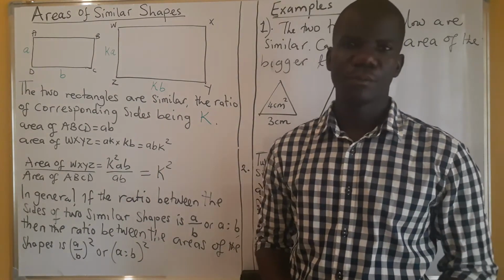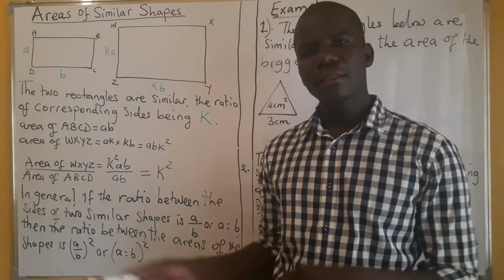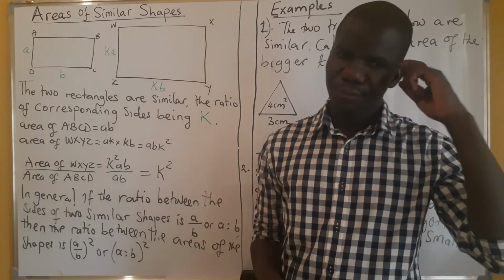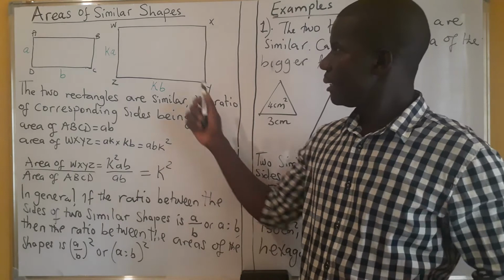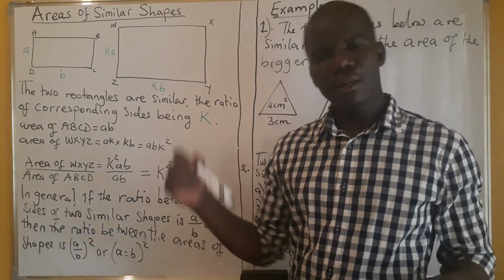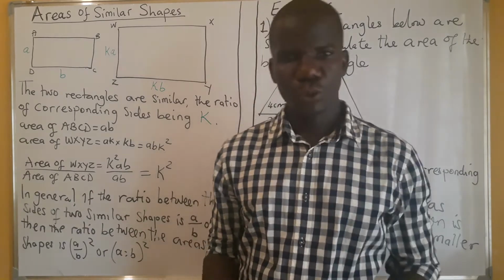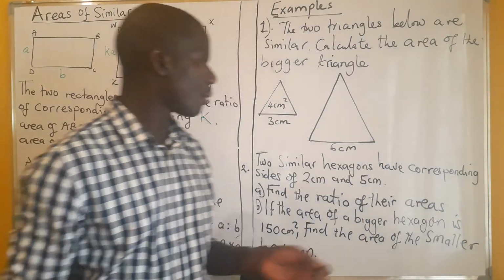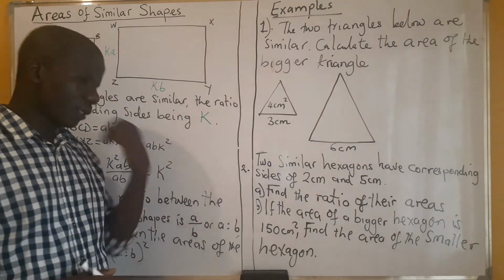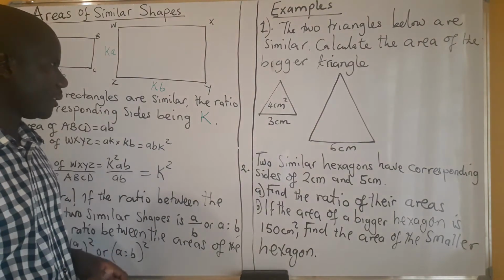But in some shapes, not only must the corresponding angles be equal, even the corresponding sides should be in the same proportion. Okay? Even the corresponding sides should be in the same proportion. That's what we are trying to talk about here.